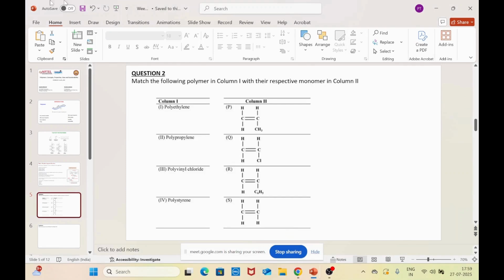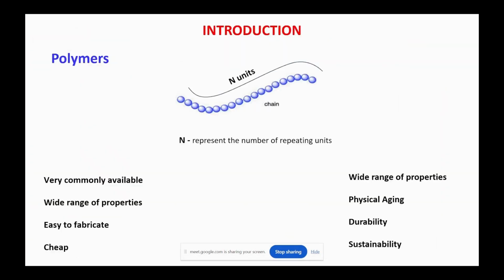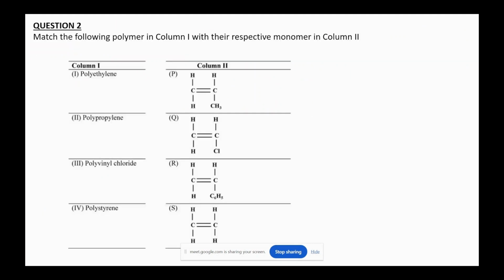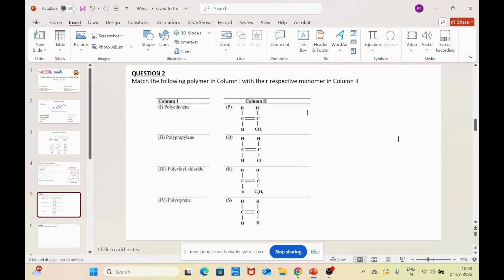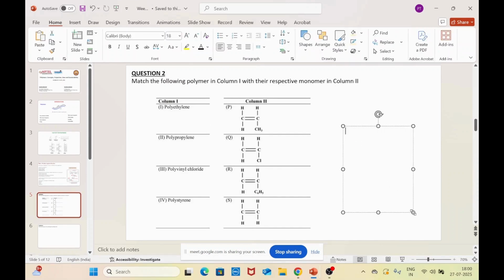So we will start with a very simple question. I hope for participation from others as well. It's a very, very simple question. Match the following polymers in column 1 with their respective monomers in column 2. You can list out 1, 2, 3, and 4.